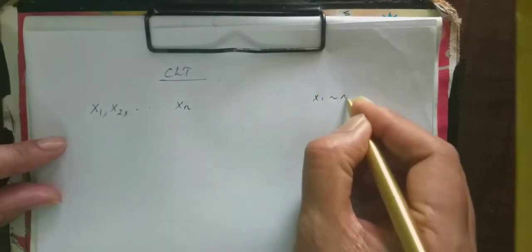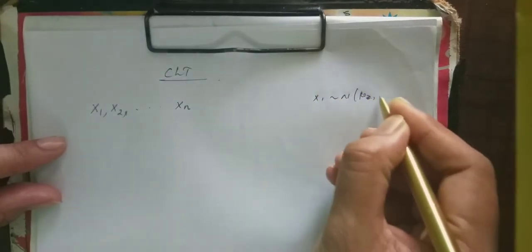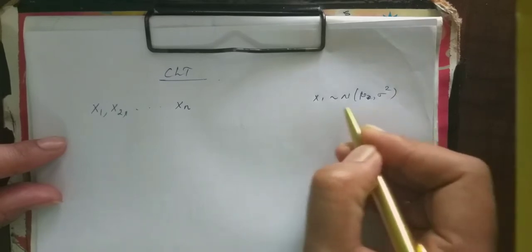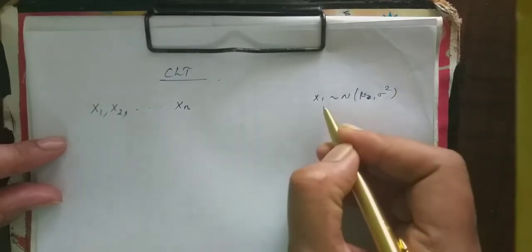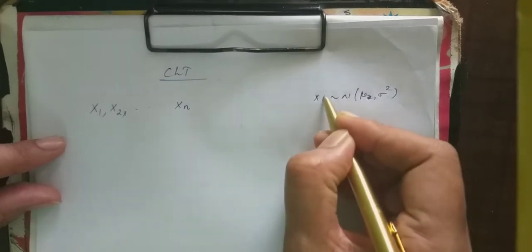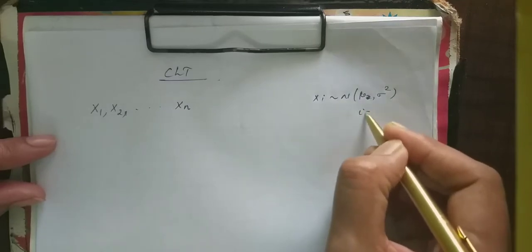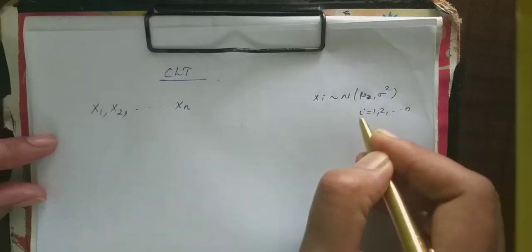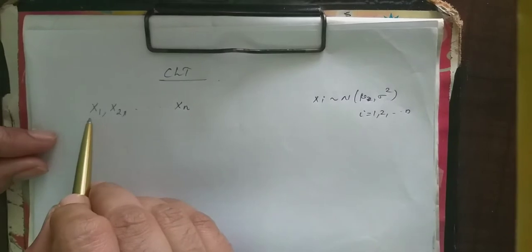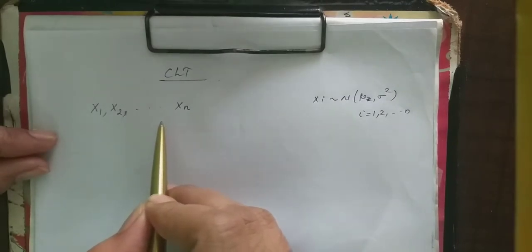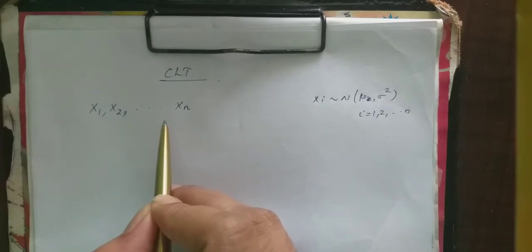That means x1 follows N(mu, sigma square), x2 follows N(mu, sigma square), not N(mu1, sigma1 square), N(mu2, sigma2 square). In general we can write xi follows N(mu, sigma square) for i equal to 1 to n. Here we are considering the xi's as independently and identically distributed random variables, in short, IID random variables.